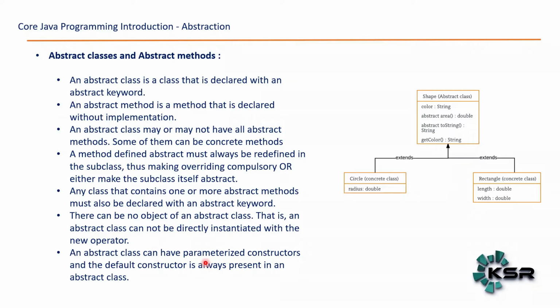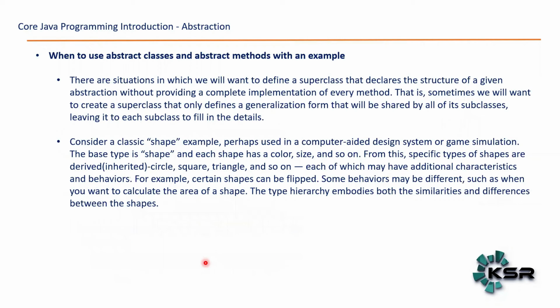Too many concepts are coming into the picture. Don't get confused. Understand that the abstract keyword and declaration are required, not the definition. And we cannot instantiate an abstract class with the new operator. So when to use an abstract class and when to use an abstract method?